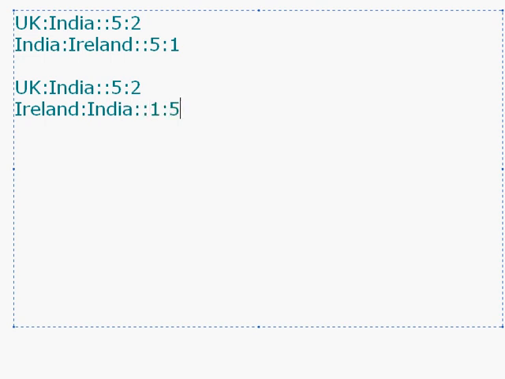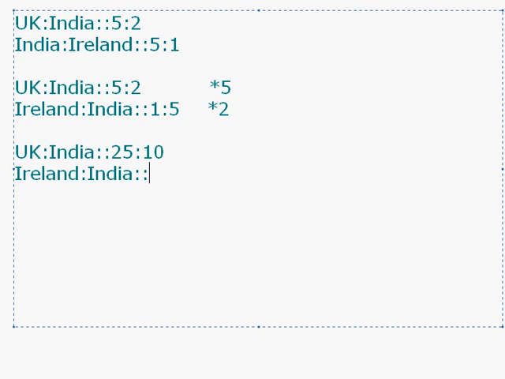So now India is common in both. Now if we are able to make the ratio for India the same, like if we multiply the first ratio by 5 and the second by 2, then we will notice UK to India will be 25 is to 10 and Ireland to India will be 2 is to 10, right? So now India is common here, so UK to Ireland will be 25 is to 2.